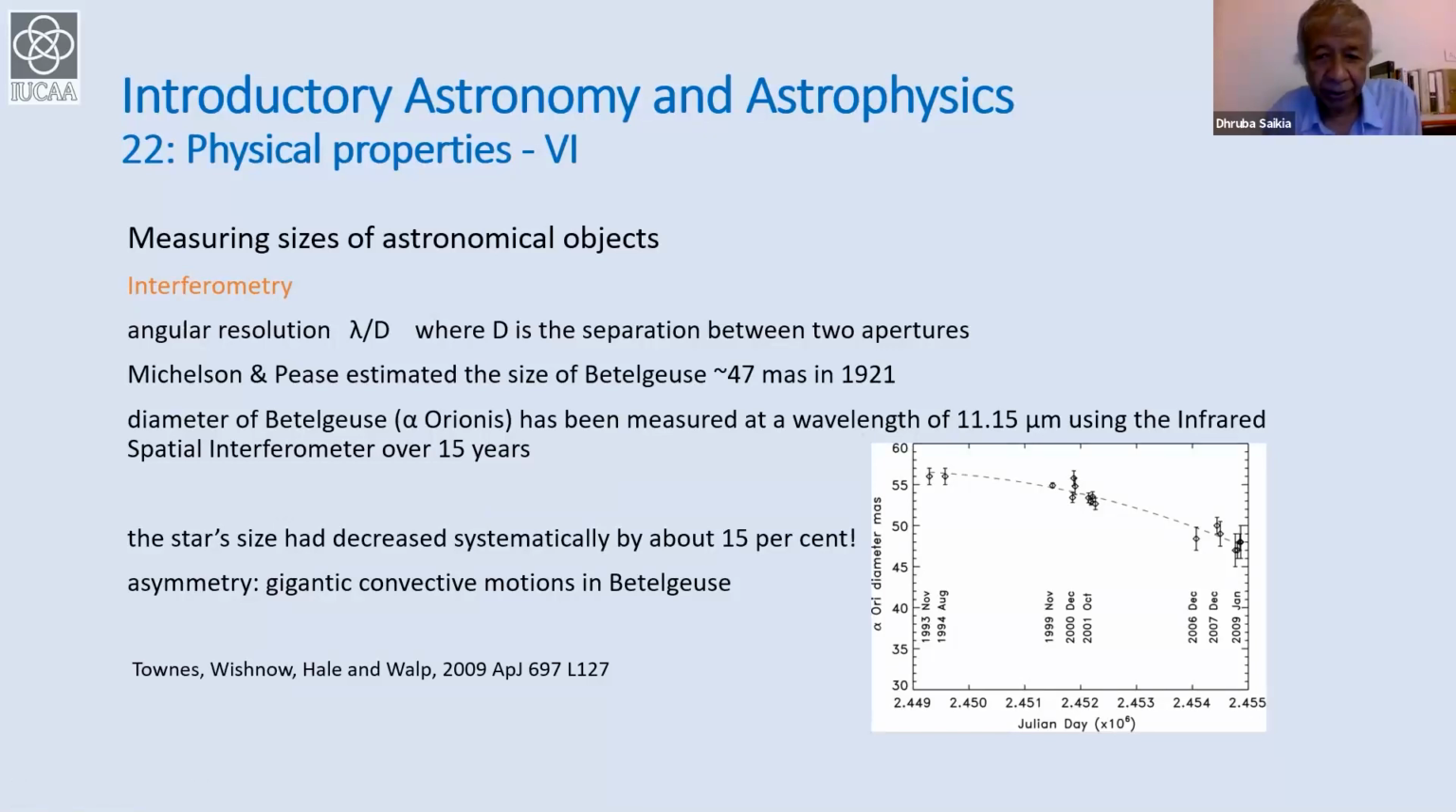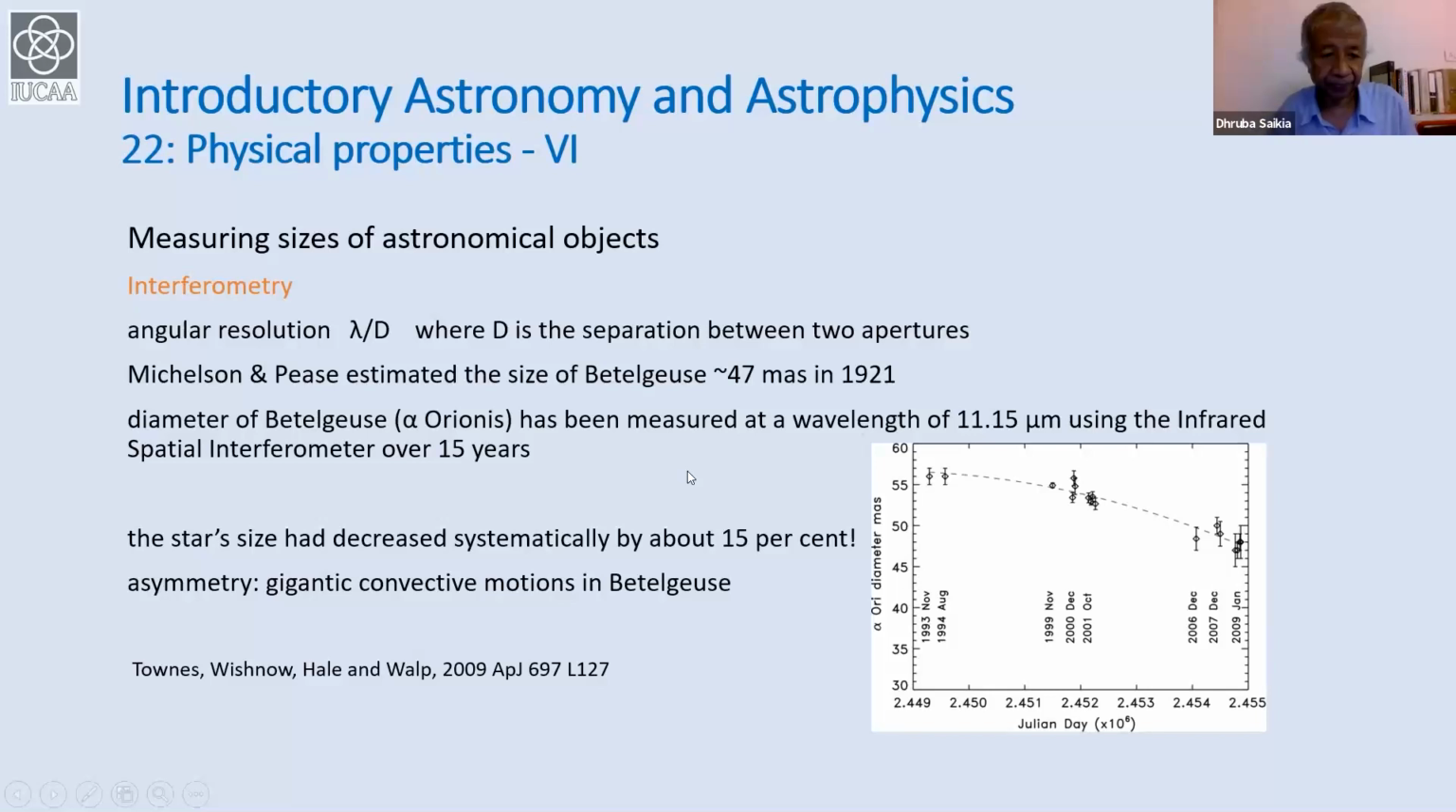But I just want to mention one or two extremely interesting things about Betelgeuse. This is a determination of the size, okay? Alpha Orionis, Betelgeuse, over a 15-year period. You can see November 1983 over here and 2009 over here. This was done by Charles Townes and his group, and it's using the same telescope at the same wavelength.